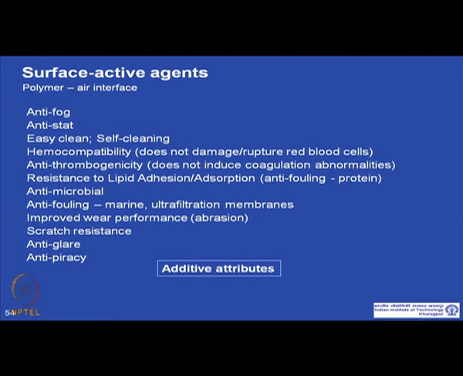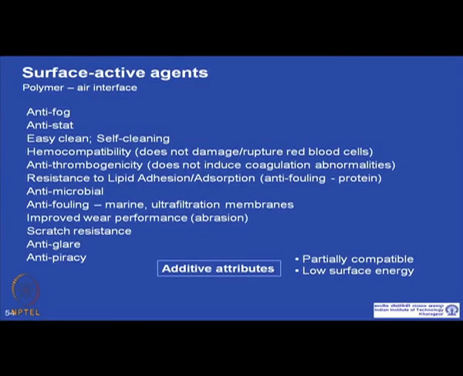Now, to be successful as surface active additives, the additives must have some attributes. For example, it must be partially compatible. If it is completely compatible with the polymer matrix, then it will be soluble in the polymer matrix, so it will not come out to the surface. And if it is completely incompatible, then it will bloom out of the surface, so nothing will remain. So, the additive in this case must be partially compatible, so that it migrates to the surface but stays in the polymer matrix.